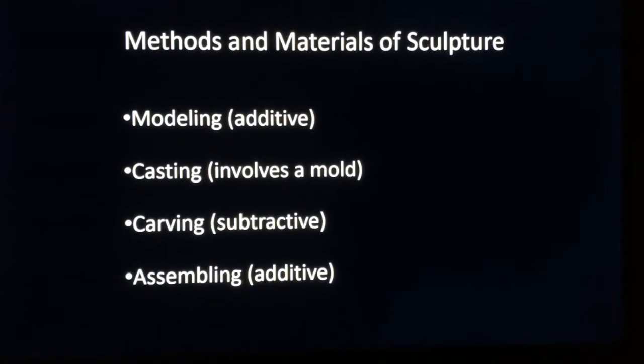Whereas assemblage is additive. We really don't see this coming around until after the Industrial Revolution really gets going, where we have a lot of remnants from manufacturing processes that artists can get their hands on, like steel from construction, and then start to put those together into sculptures.